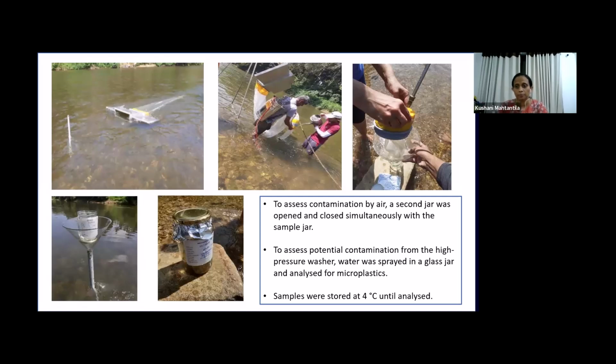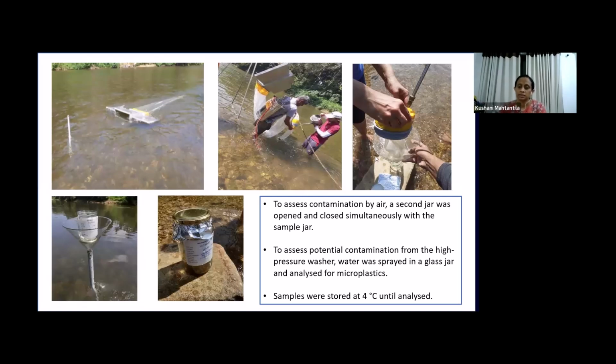While transferring the Manta net sample to our container, a second jar was opened and closed simultaneously with the sample jar to estimate the air deposition during transferring the water sample. Because if there are a lot of particles in the air while transferring, they do not represent the actual microplastics in the water sample. So we did an air blank when transferring the water into our sampling jar.